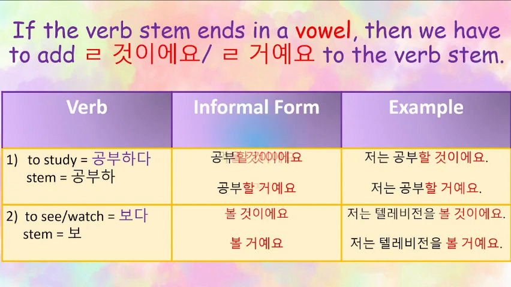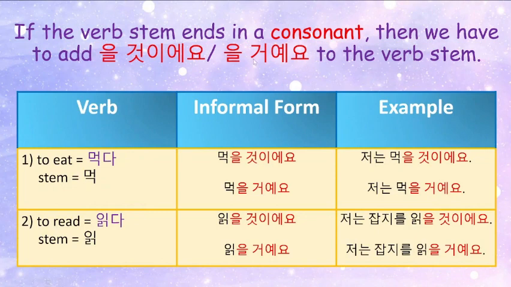Next comes the second case. If the verb stem ends in a consonant, then you have to add either 을 것이에요 or 을 거예요 to the verb stem. Let's see examples. First is the verb 먹다, to eat. Here the verb stem is 먹. Now the verb stem ends in a consonant, so which ending will attach? Either 을 것이에요 or 을 거예요. 먹을 것이에요, 먹을 거예요.